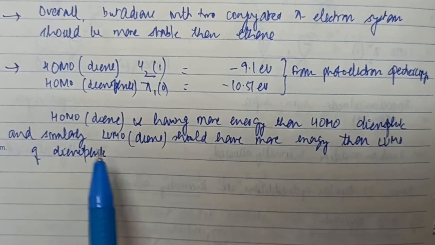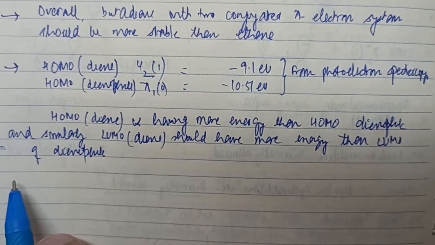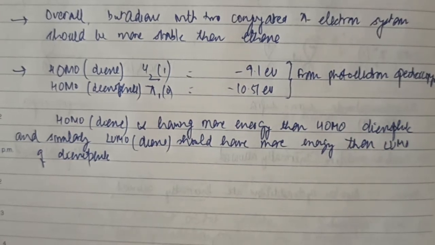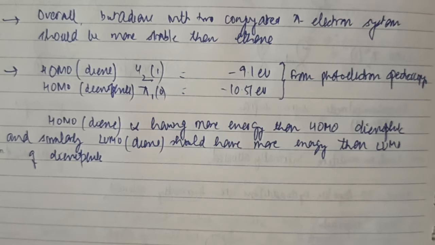Therefore, the HOMO of the diene is at a higher level of energy as compared to the HOMO of the dienophile, and similarly the LUMO of the diene would be at a higher energy level as compared to the LUMO of the dienophile. Therefore, while comparing the HOMO-LUMO interactions, the energy gap between the HOMO of the diene and the LUMO of the dienophile is smaller as compared to the energy gap between the HOMO of the dienophile and the LUMO of the diene. This means the HOMO of the diene and LUMO of the dienophile are far closer in energy as compared to the HOMO of the dienophile and LUMO of the diene.